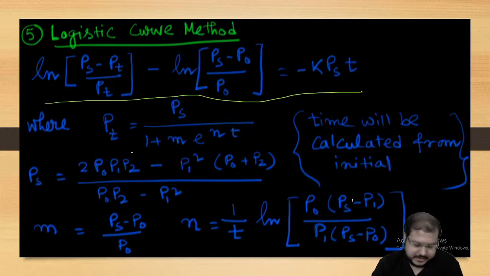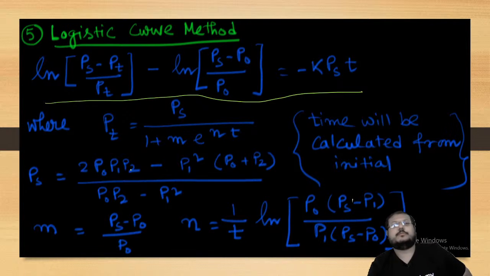But Pt is defined as Ps by 1 plus m into e to the power nt. Ps is equal to this, and m is this. Ps is defined as 2 into P naught into P1 into P2 minus P1 square, divided by P naught plus P2 by P naught P2 minus P1 square. M is given, n is given, where m and n are this, or everything is given.